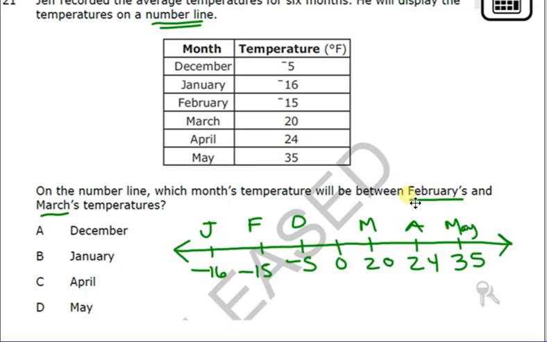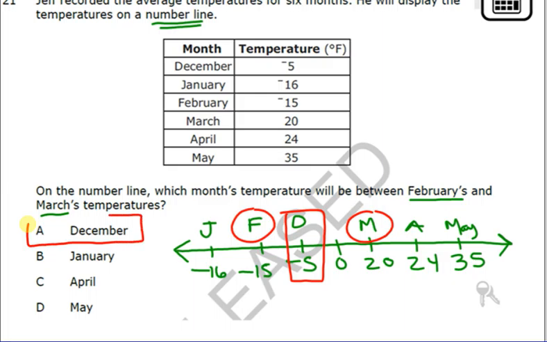Now, the question is, what is between February and March? Well, here's February, here's March. Who's in between? My favorite month of the entire year, December. So A is your answer.